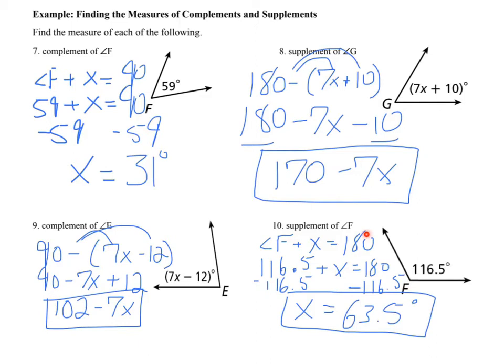Supplement is 180. I have an actual angle here, so I'm going to set up my algebraic formula saying, all right, well, angle F plus an unknown angle, that's going to be the supplement, should equal 180. Replace angle F with the known angle, 116 plus 0.5, plus x equals 180. I want to solve for x, so I'm going to subtract 116.5, and I get x equals 63.5. And, if you want to double check, just add 63.5 to 116.5. It should equal 180 because they're supposed to be supplementary.